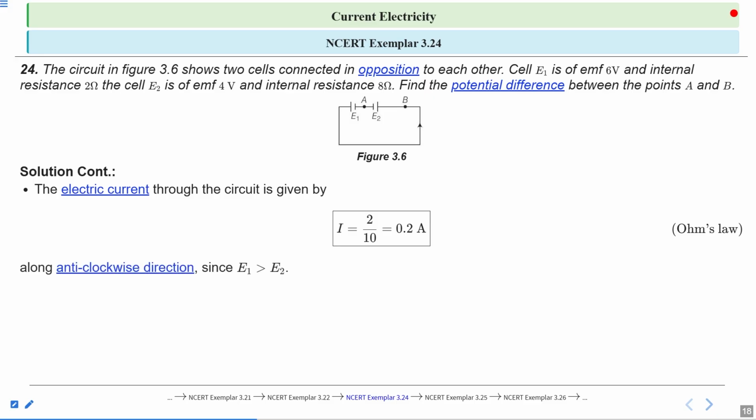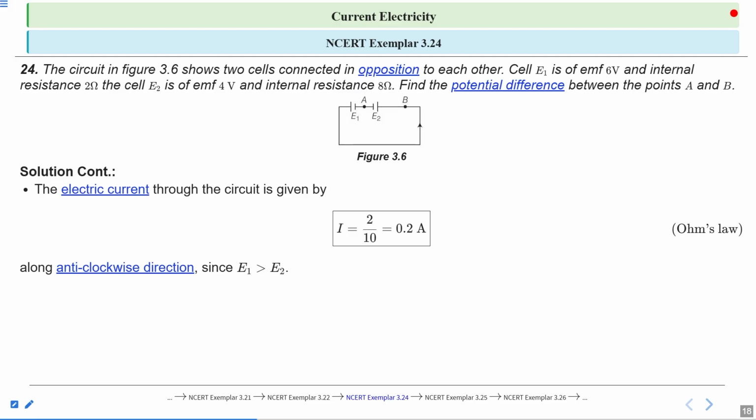Along anti-clockwise direction. Okay. Now current is due to the cell with large amount of EMF. So direction of current is determined by the EMF of large amount of EMF of the cell. Since E1 is greater than E2. In this problem, the EMF of first cell is greater than second cell. So direction of current is determined by the first cell.